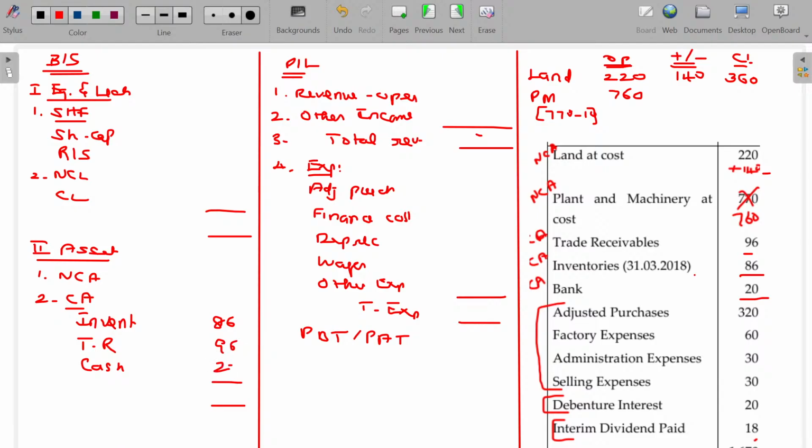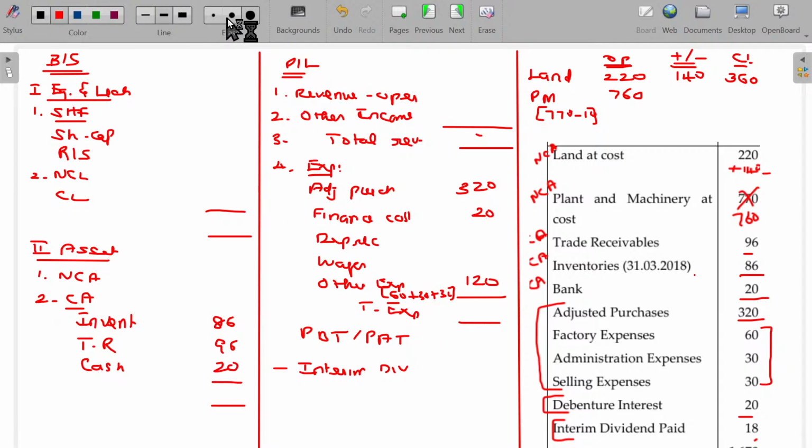Bank 20, adjusted purchase 320, factory expenses, admin selling expenses 120. You better have the small notes to accounts and write there and put the value 120 here. Okay, 60, 30, 30. Debenture interest is the finance cost. Interim dividend paid will be subtracted from here. This is only appropriation. Profit available for the shareholders, from there you have to subtract this 18 rupees.